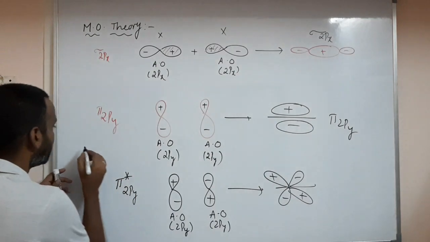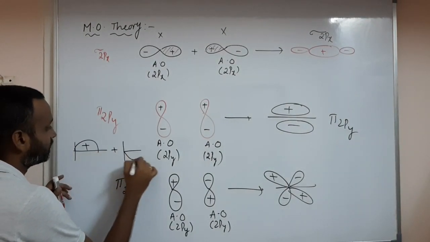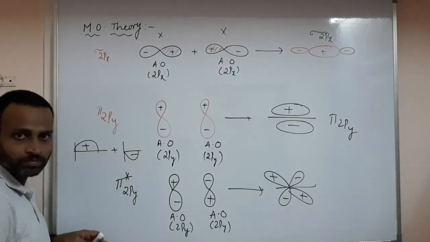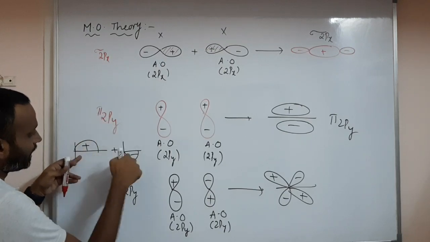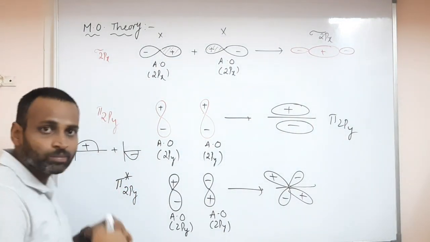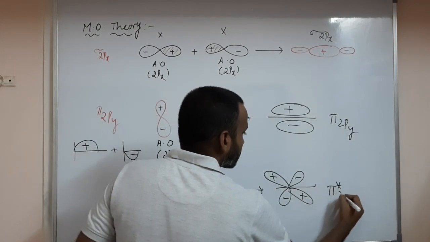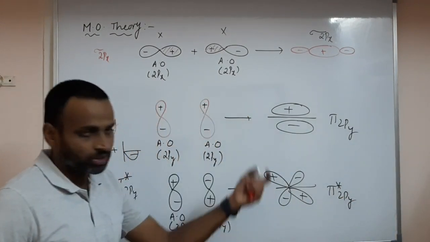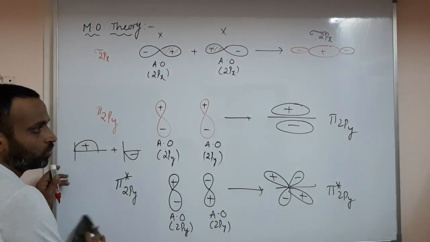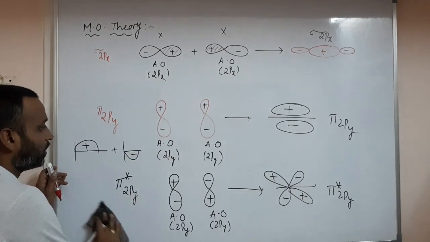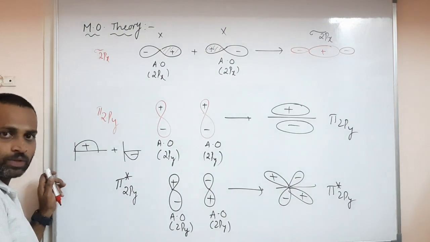No, not like that. Here, what is the reason? Plus means like this, minus means like this. They cannot overlap. While combining, they cannot come closer. This is above the plane and this is below the plane, so they cannot come closer. So this is what we call pi star 2py. You can write pi star 2pz also. So this is about the shapes you will have for molecular orbitals. Have a look and write down all these things. Okay, thank you.